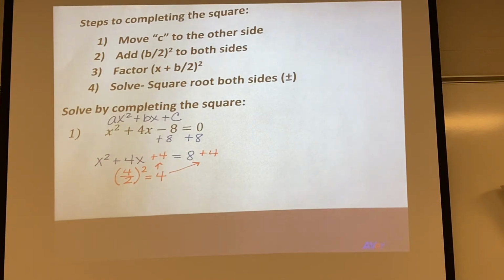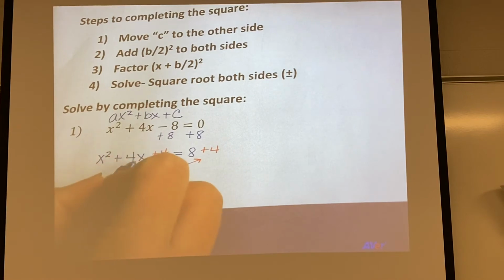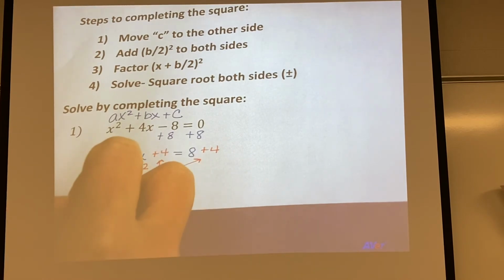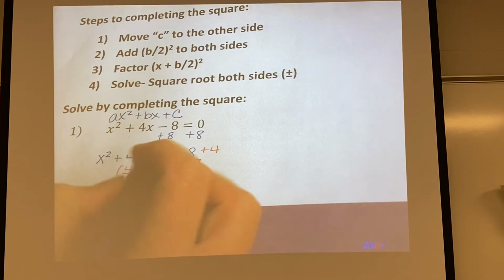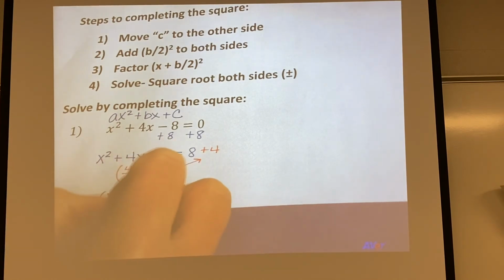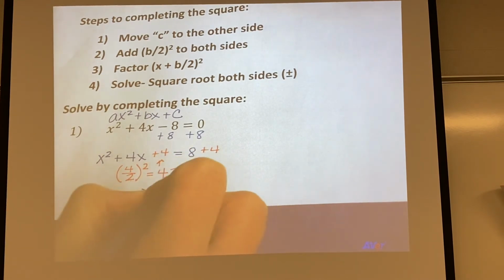The next step says to factor. So this part here, x squared plus 4x plus 4, always factors to x plus half of b. So b was 4, half of it is 2, quantity squared. The other side equals 12.